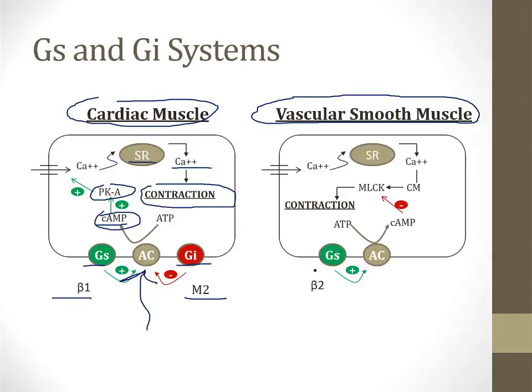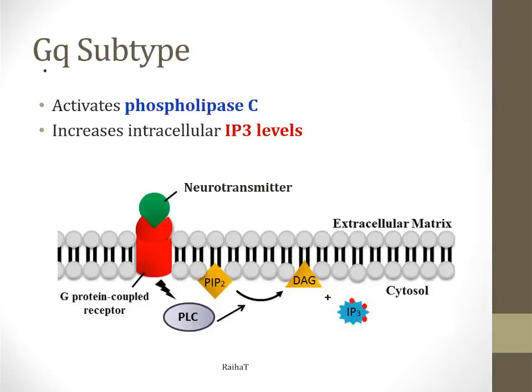In smooth muscle cells, we find generally only GS proteins. They are linked up with beta-2 receptors. This activates adenylyl cyclase and raises the level of cyclic AMP. What cyclic AMP does in vascular smooth muscle is inhibit the enzyme myosin light chain kinase, and when it is inhibited, there is less contraction, because myosin light chain kinase's normal role is to interact with calmodulin and calcium to cause contraction. If you find all this confusing, just remember what I showed you on the last two slides about how the two different G proteins affect cyclic AMP and what cyclic AMP does to cardiac muscle and vascular smooth muscle.